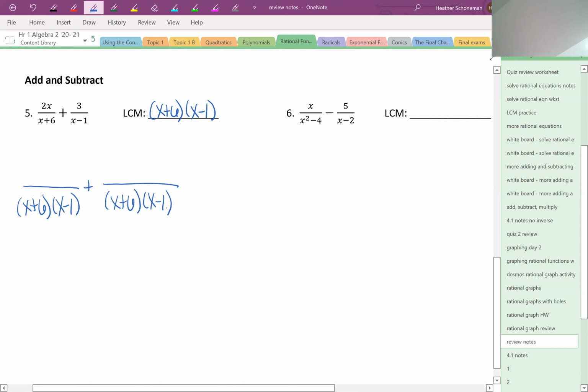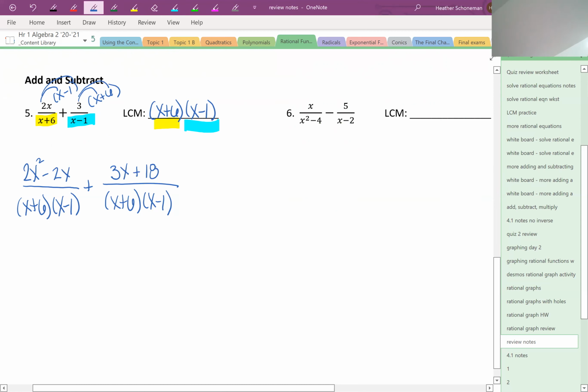Now I'm going to look at the first fraction. The first fraction has the x plus 6 of the least common multiple. But what it's missing is the x minus 1. So I'm going to multiply this one times the x minus 1. So I'll distribute, and that'll give me 2x squared minus 2x. The second one has the x minus 1, but it's missing the x plus 6. So I'm going to multiply it times x plus 6. And now I'll distribute, and I get 3x plus 18.